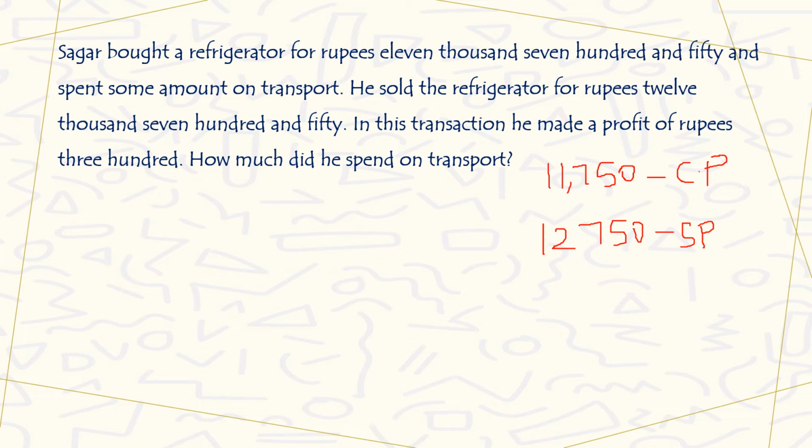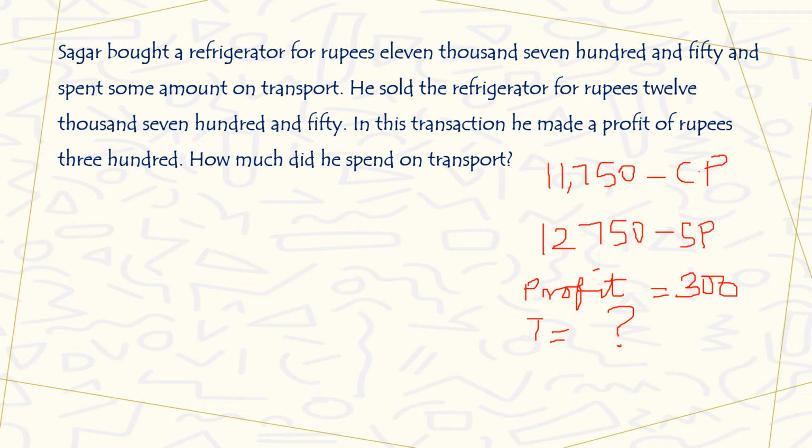In this transaction, he made a profit of rupees 300. How much did he spend on transport? In this transaction, we know that he made a profit of rupees 300. Okay, so in all, how much did he spend on transport? Transport was how much? We have to find that. Understood? So let us see the options.